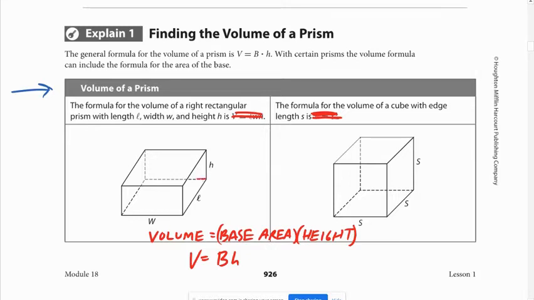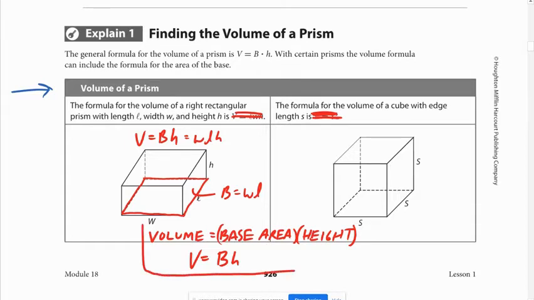And so for this rectangular prism, our base is this rectangle. So the base area would be width times length. And so then our volume is going to be base area times height, and that's going to be width times length times height. Okay, but rather than memorizing 5 or 6 different formulas, we can use one formula here: volume equals base area times height.